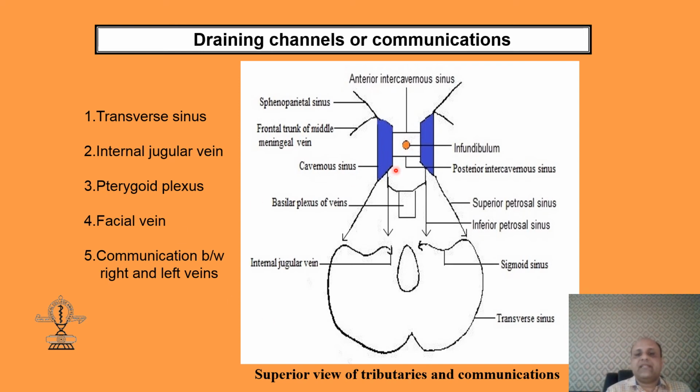Now again we see the drainage channels here. The blue structure is representing the cavernous sinus on either side, and this is the infundibulum. So what are the drainage channels? Well, through the superior petrosal sinus, the cavernous sinus is draining into the transverse sinus, and through the inferior petrosal sinus, the cavernous sinus is draining into the internal jugular vein. And the two sinuses, the right and left, are also communicating with each other through the anterior intercavernous sinus and posterior intercavernous sinus, lying anterior and posterior to the infundibulum of the pituitary gland. Okay, so here we see three drainage channels: superior petrosal sinus, inferior petrosal sinus, and the anterior and posterior intercavernous sinus.